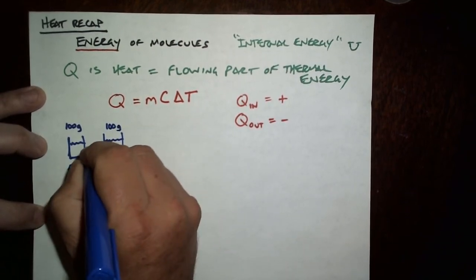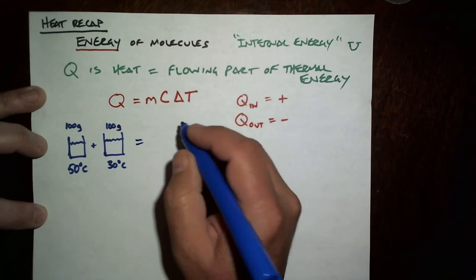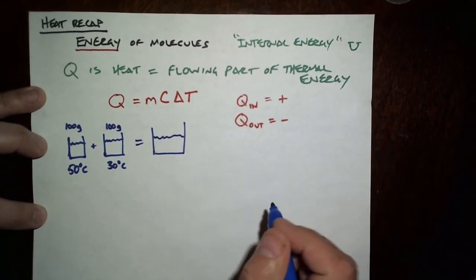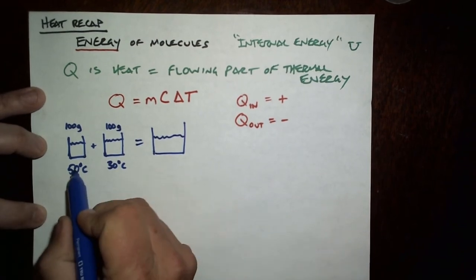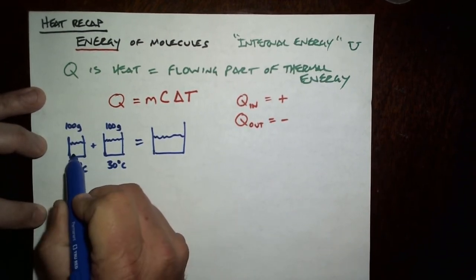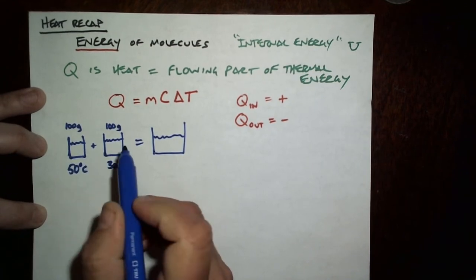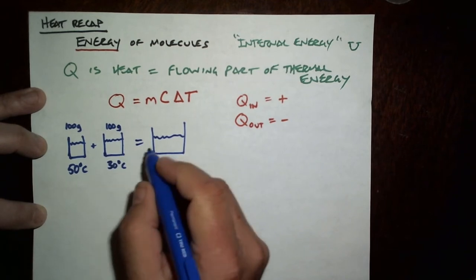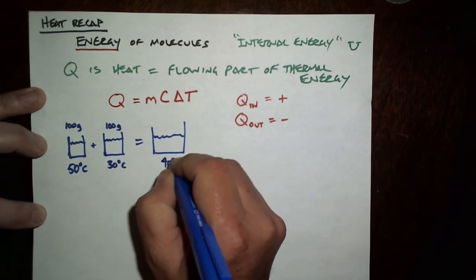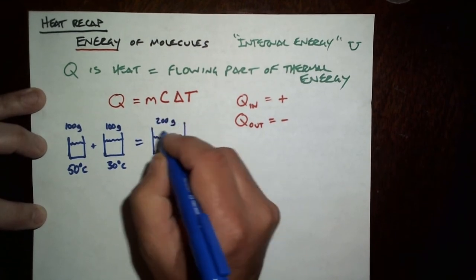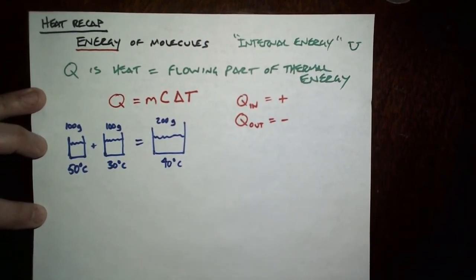If you were to mix these two into a larger container with all of the water in it, what would the temperature be? Well, when you mix something of high temperature with something of low temperature, heat flows out of the high temperature thing into the low temperature thing, raising its temperature. And this temperature drops, this temperature increases until they reach the same temperature, which I bet is going to be 40 degrees Celsius. And we'd have 200 grams of water, conservation of mass and conservation of energy.